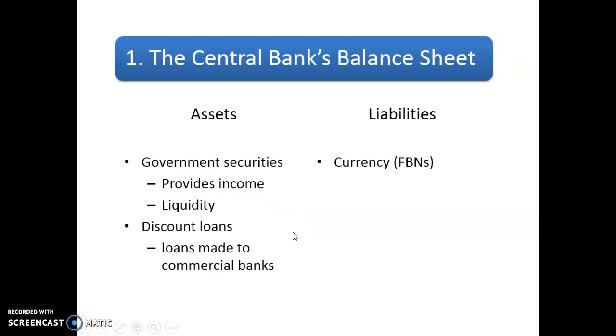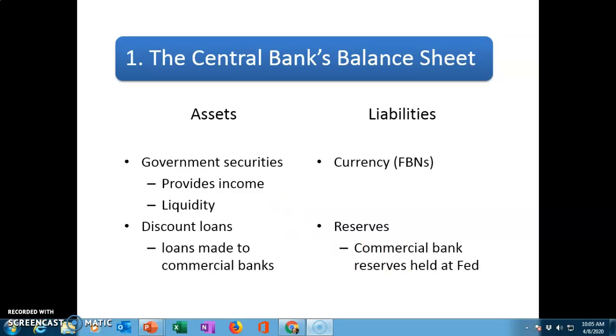The liability side is different. On the liability side, currency that is outstanding, Federal Reserve notes, is actually a liability of the central bank. They have to make good when those notes are redeemed. And then reserves that the commercial banks hold at the Fed are also a liability because the central bank basically owes those reserves back to the commercial bank upon demand.